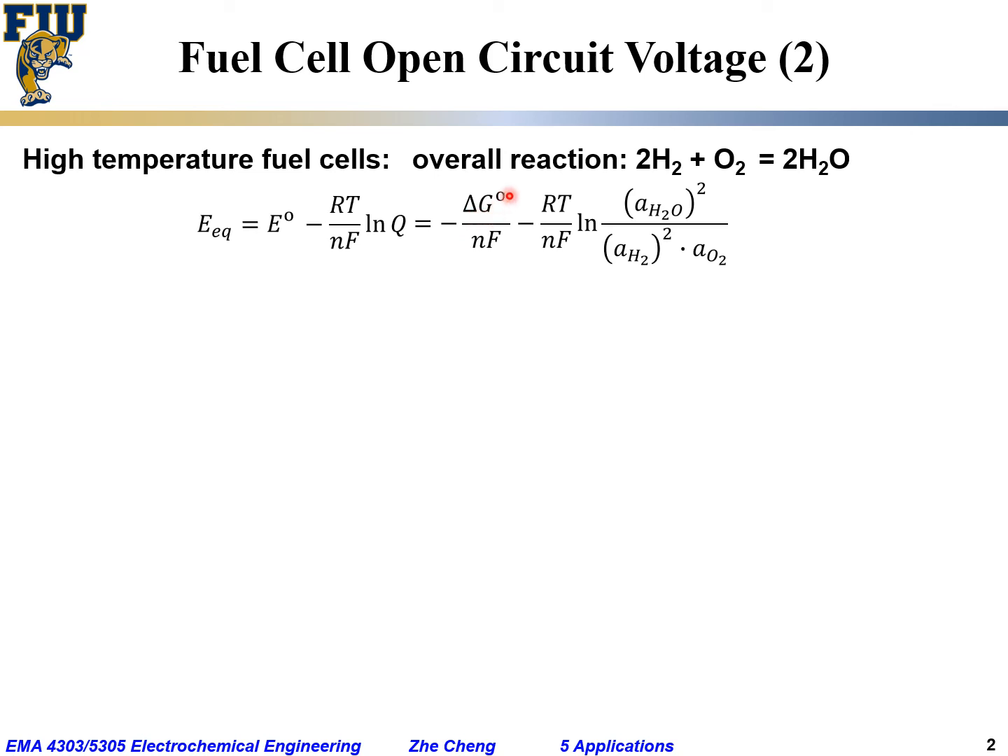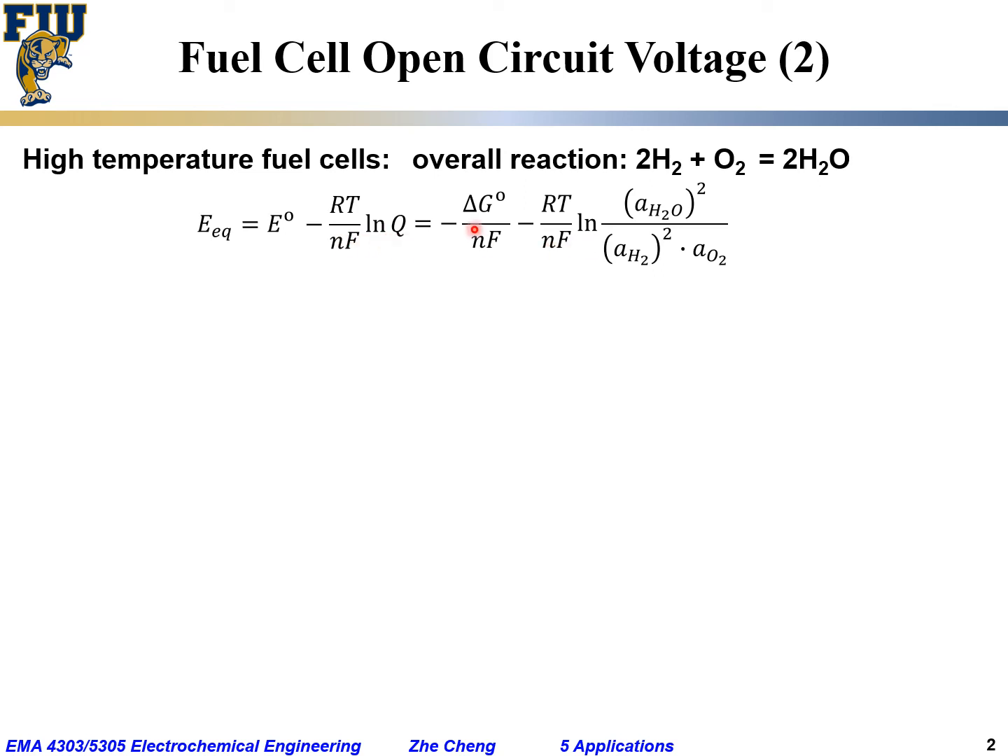Standard Gibbs free energy change, delta G0: G for Gibbs free energy, delta for change, 0 for standard state, over minus nF. This term corresponds to the standard cell potential. And then we have minus RT over nF ln of the reaction quotient.